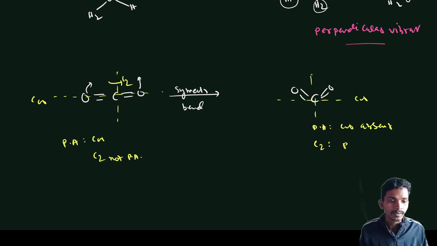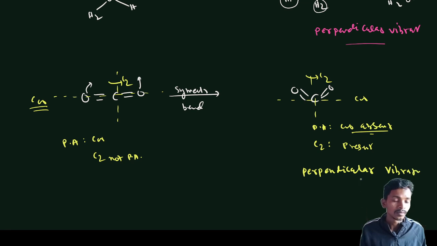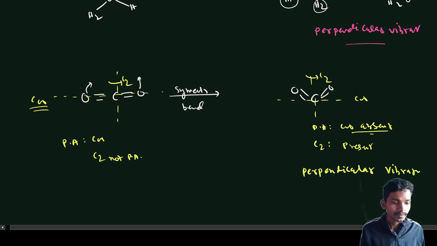Here C2 is there, but we are talking with respect to the principal axis. If the principal axis is absent, meaning whatever the principal axis was previously, after rotation or stretching or bending that principal axis is absent, then this is a perpendicular vibration. So we are talking with respect to the principal axis. Here symmetric bending is a perpendicular vibration.